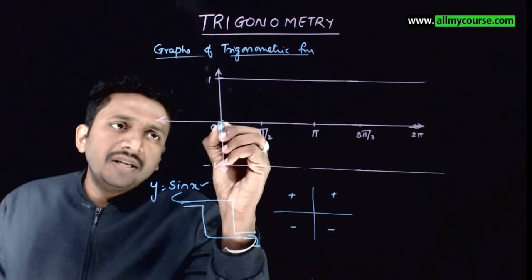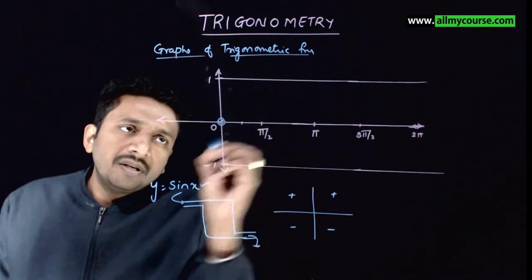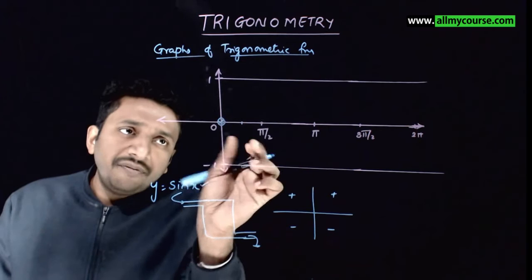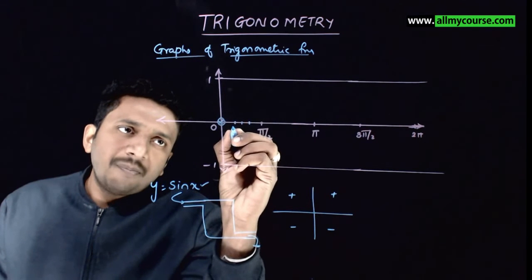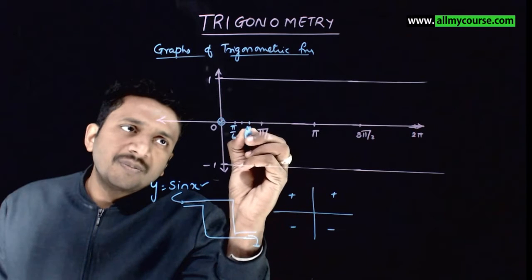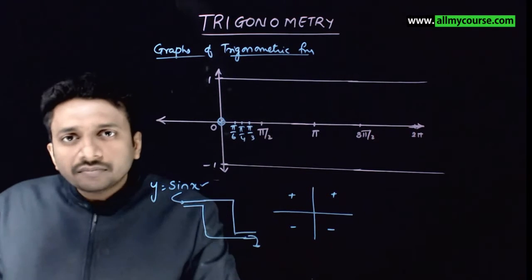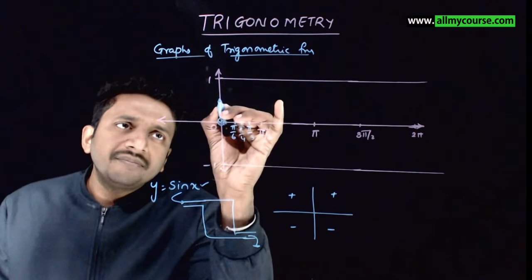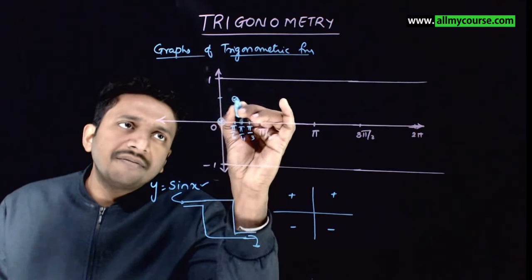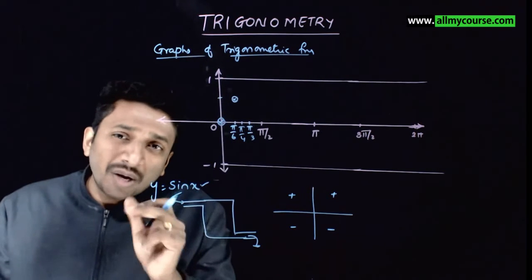Sine 0 is 0, right? So if this is pi by 2, the mid value is pi by 4. And if you divide this into 3 parts, this is pi by 6, this is pi by 3, and this is pi by 4. And what is sine pi by 6? Sine 30 degrees is half, right? So sine 30 degrees is half. This is the point. Sine 45 degrees, pi by 4, is 1 by root 2.